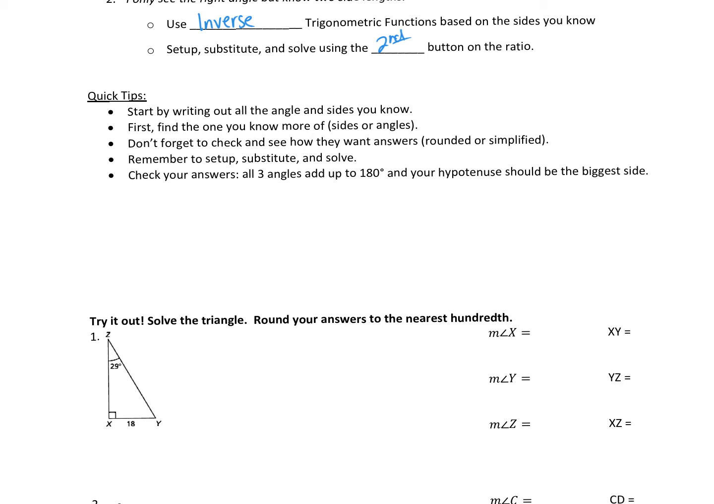Okay, so quick tips. You start by writing out all the angles and sides you know. First, find the one you know more of, sides or angles. Don't forget to check and see how they want answers, rounded or simplified. Remember to set up, substitute, and solve. Then finally, check your answers. All 3 angles should add up to 180 degrees, and your hypotenuse should be the biggest side, the longest side. Remember, 180 degrees and the hypotenuse being the biggest side is the most important part.